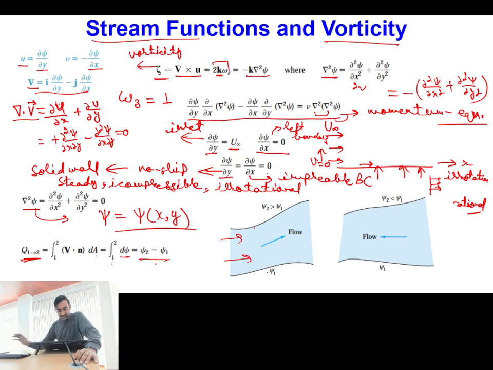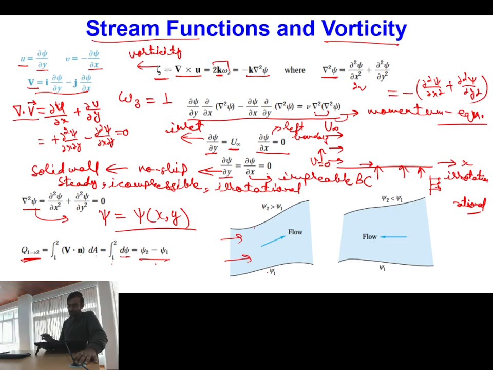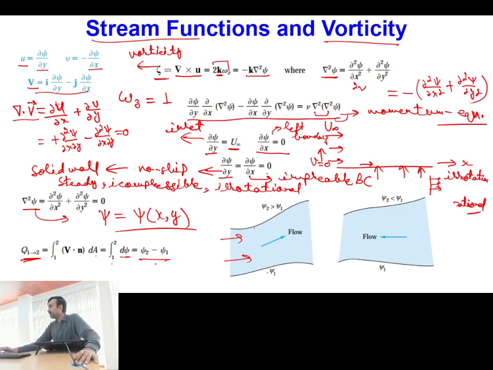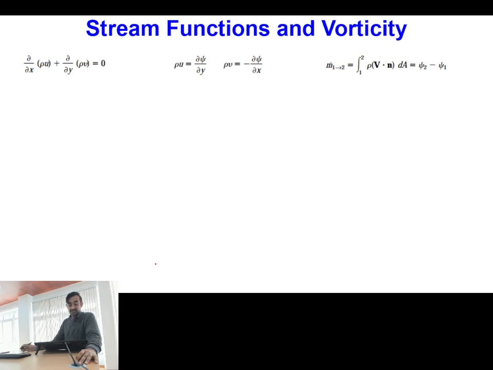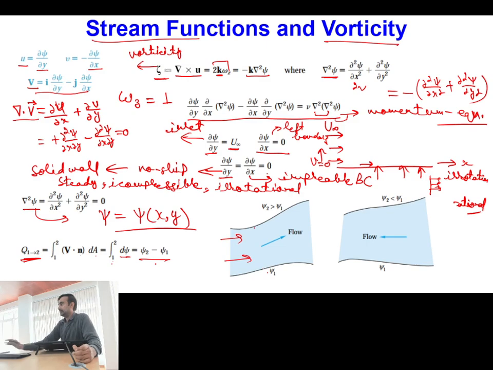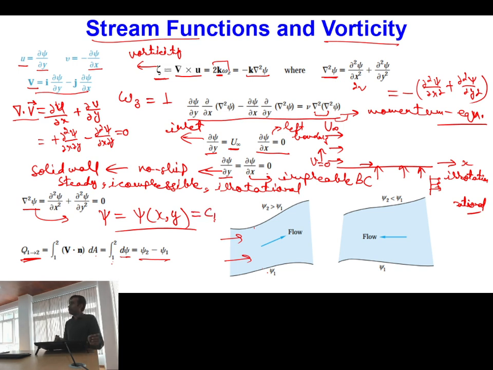Now this was the use of a stream function for our incompressible flow situations. Now if you consider a compressible flow situation, then what is the meaning of psi 2 being greater than psi 1? Whenever you plot this function, you will be assigning some value of C1 to it, then only you will be able to plot this.